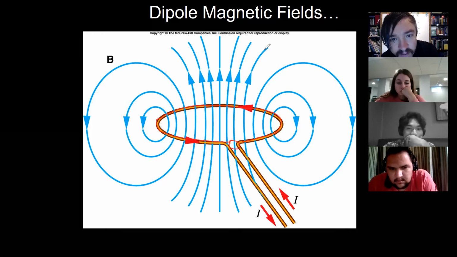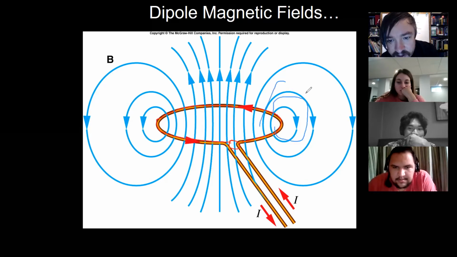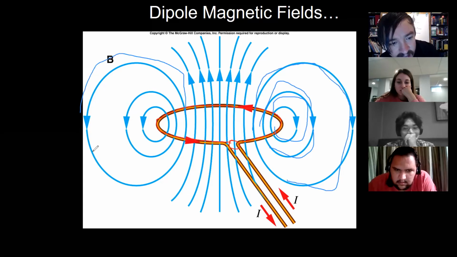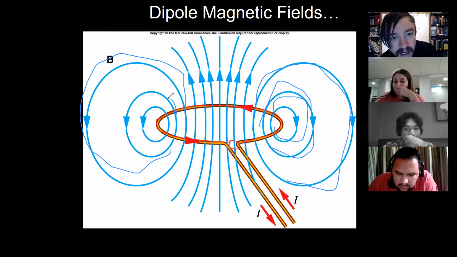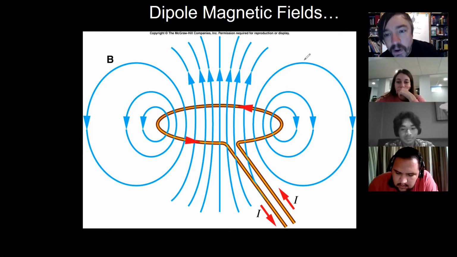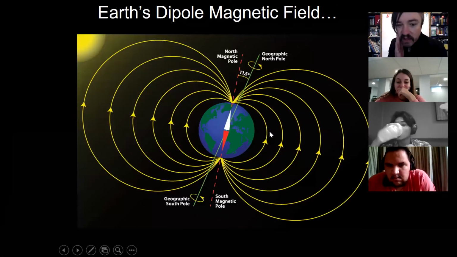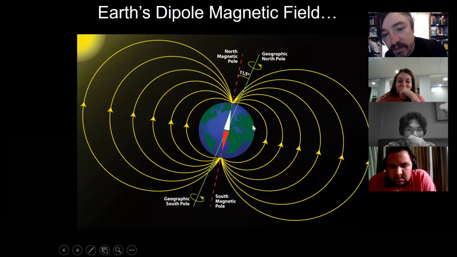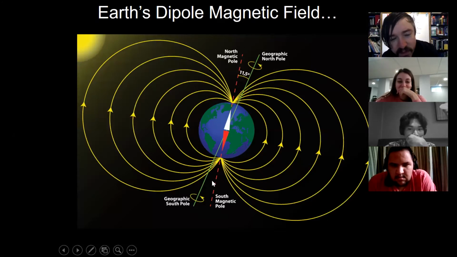But as they're flowing around in the circle, the magnetic field will develop in this pattern with this kind of bunny ear-like shape. And when magnetic fields take these bunny ear shapes, they are known as a dipole magnetic field. And dipole magnetic fields show up all the time in nature. For instance, you may have heard in a geology or geography class that Earth has a dipole magnetic field with a North Pole and a South Pole.